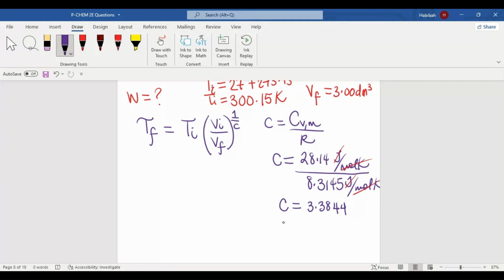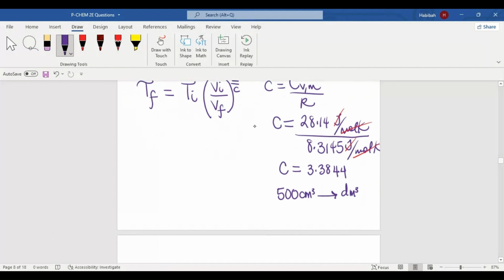The initial volume, let's not forget, V initial, we're told is 500 centimeter cubed, and we're trying to go to decimeter cubed. For us to do this, we have to remember that one decimeter cubed is the same thing as 1000 centimeter cubed. Hence, 500 centimeter cubed is going to give you what? Let's use the unknown value x.